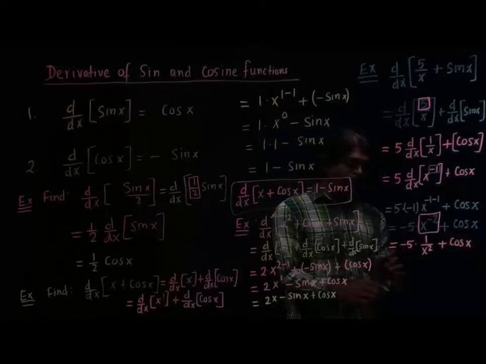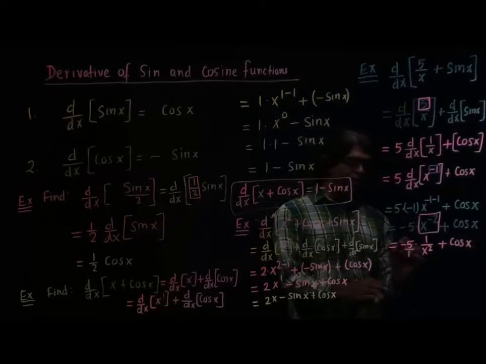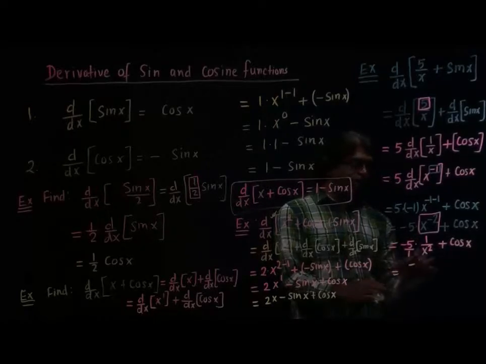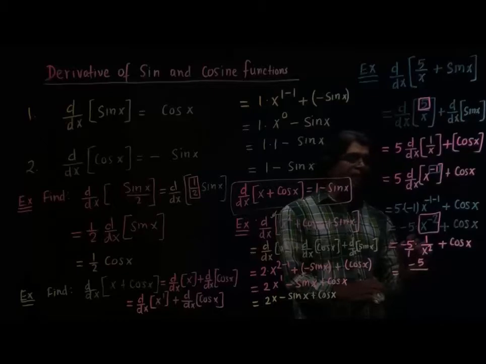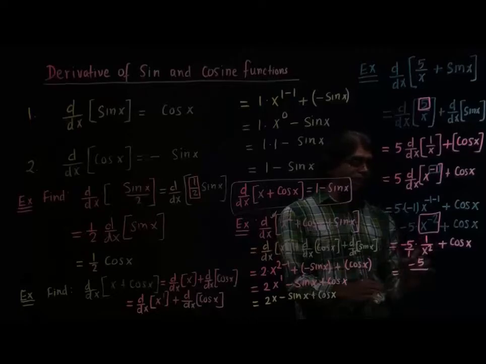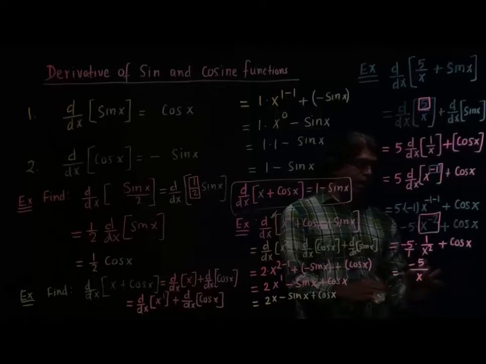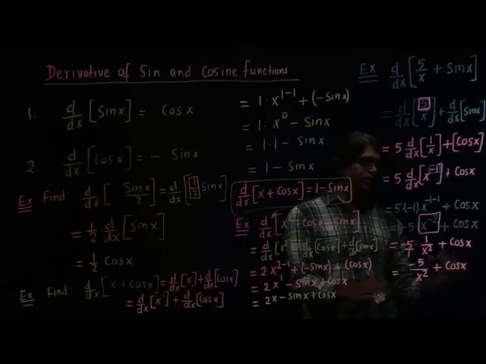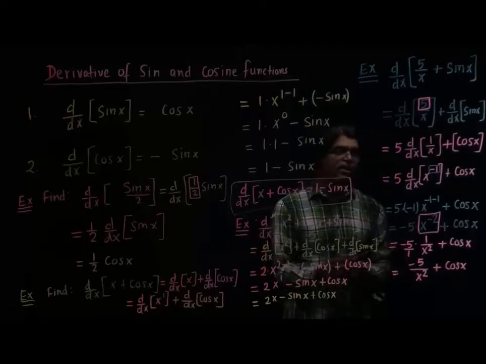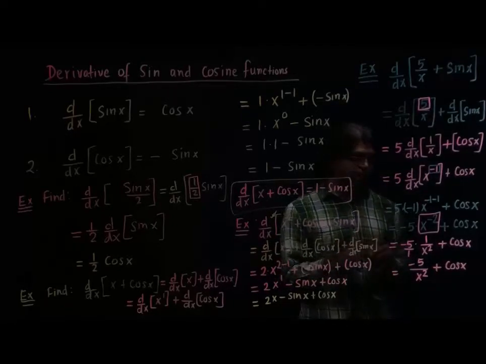Now let's simplify further. I will multiply negative 5 times 1, which is negative 5, and I can write negative 5 as negative 5 over 1. So I already multiplied negative 5 times 1, which is negative 5. Now I need to multiply 1 times x squared, which is x squared, plus cosine x. And this is the differentiation of this function right here.